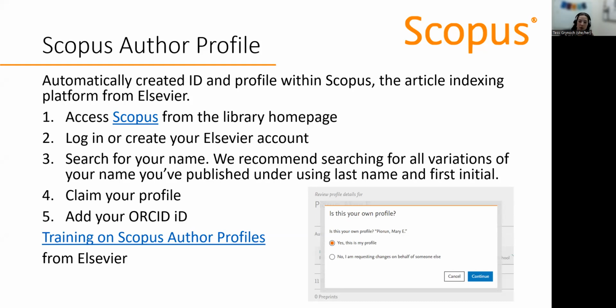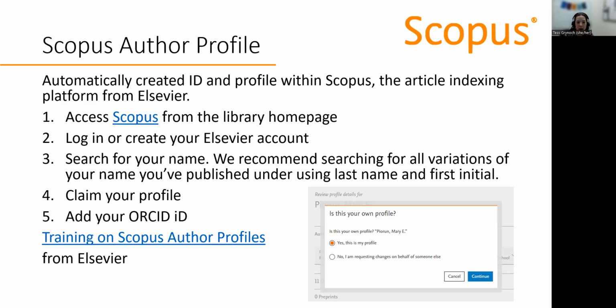And if you search for your name, we recommend searching for all variations of your name, because sometimes there's multiple profiles if you've published under a different name. And we recommend using your last name and first initial just to get the broadest results. And then you would claim your profile, and you can also add your ORCID ID here. Elsevier also has some great training on their website as well if you want more information than we're covering today.